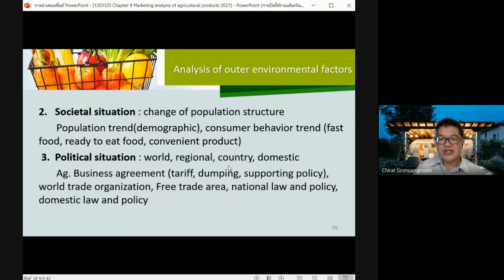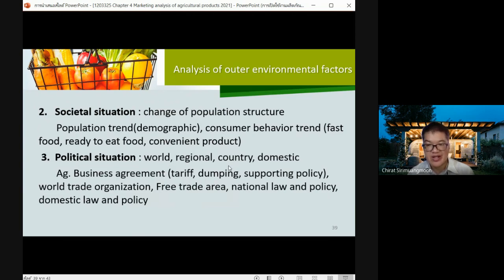Then we also need to think about the societal situation. Many of you might not think this has an effect, but actually it affects the change of the population structure. Like for now, the percentage of elderly people has increased a lot. The workers are reduced, and the babies and young people are also very low. This might affect our market demand and also the business. So you need to think about the population trend and consumer behavior trend.